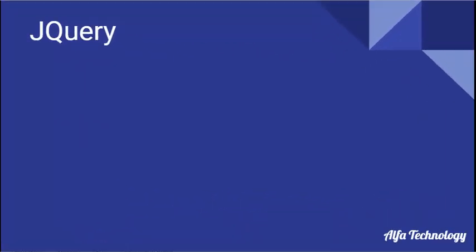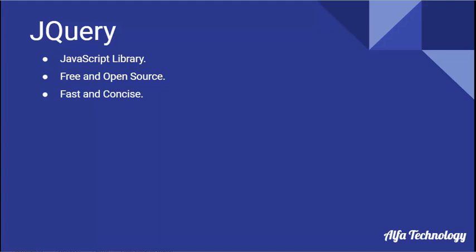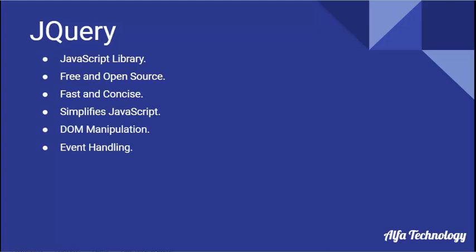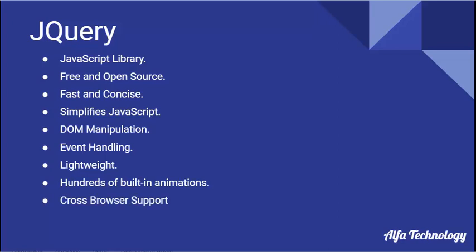So let's move on and let's talk about jQuery. jQuery is JavaScript library. jQuery is free and open source library. It is fast and concise. It means you don't need to include a large code. You just need to add less code and you can achieve more with the less code. jQuery simplifies JavaScript. jQuery provide DOM manipulation. jQuery provide us event handling. It's a lightweight library. It's provide us hundreds of built-in animation to use in our website. It is a cross-browser support. It has a massive community.